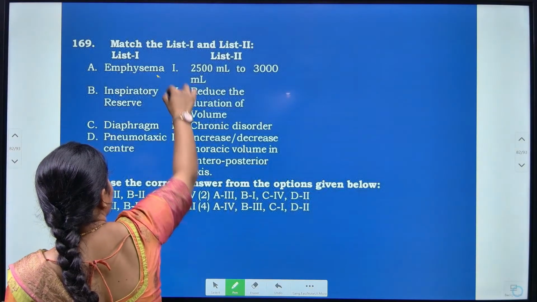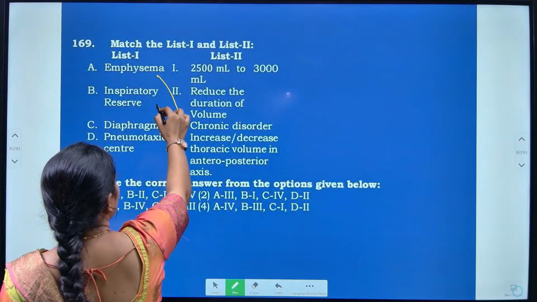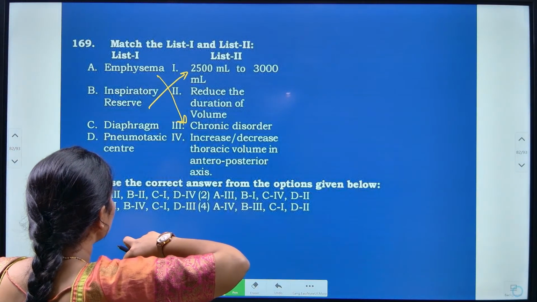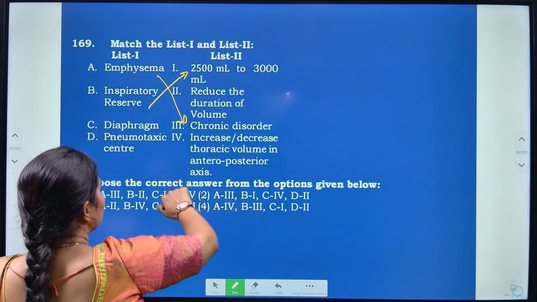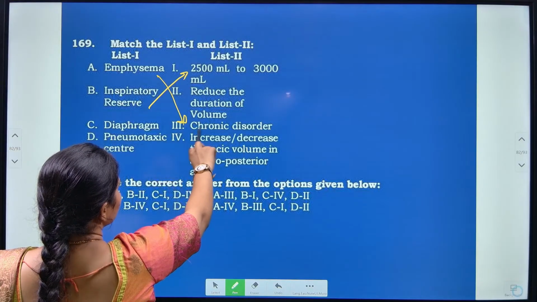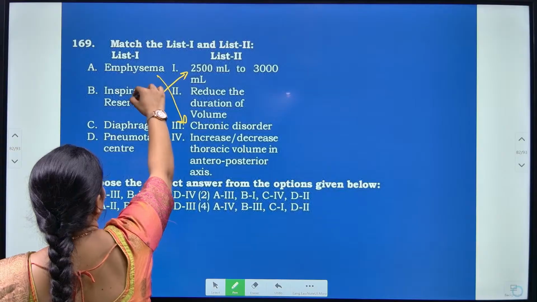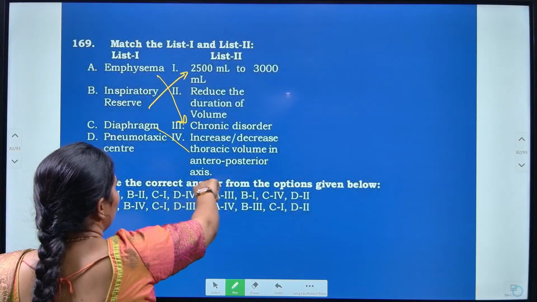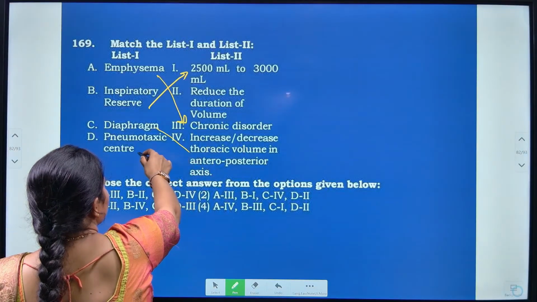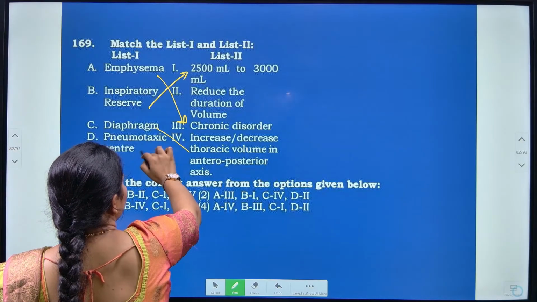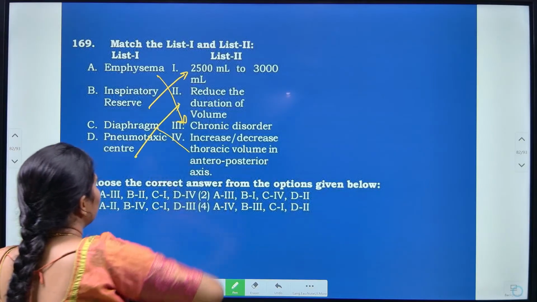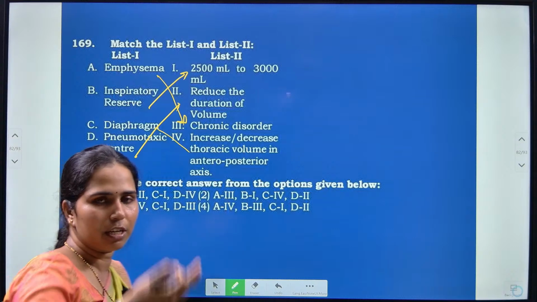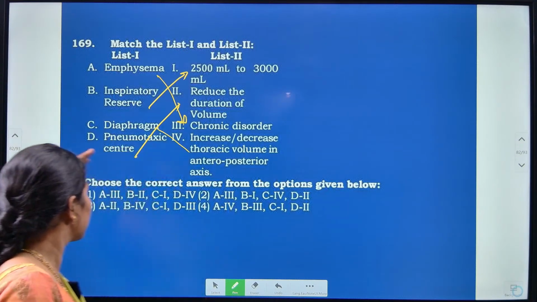So emphysema, it is a chronic disorder. Inspiratory reserve volume will be 2500 ml to 3000 ml. One is the pneumotaxic center. The diaphragm increases or decreases the thoracic volume in the anterior posterior axis, and the pneumotaxic center is going to regulate or reduce the duration of the volume here. So during inhalation and exhalation there is an increase and decrease of what? The thoracic volume based upon the diaphragm here.